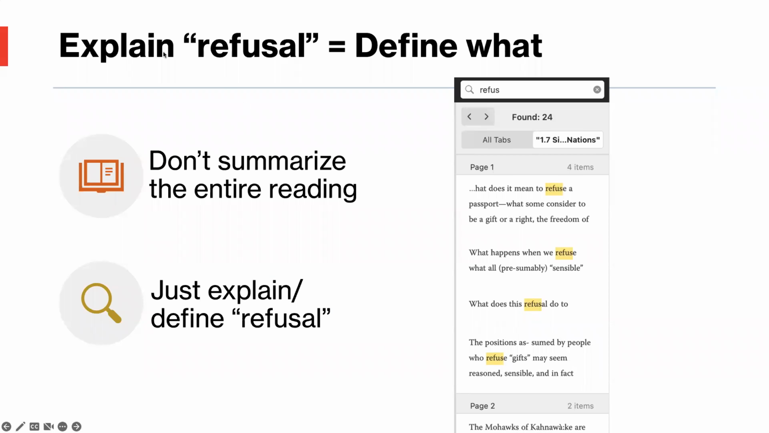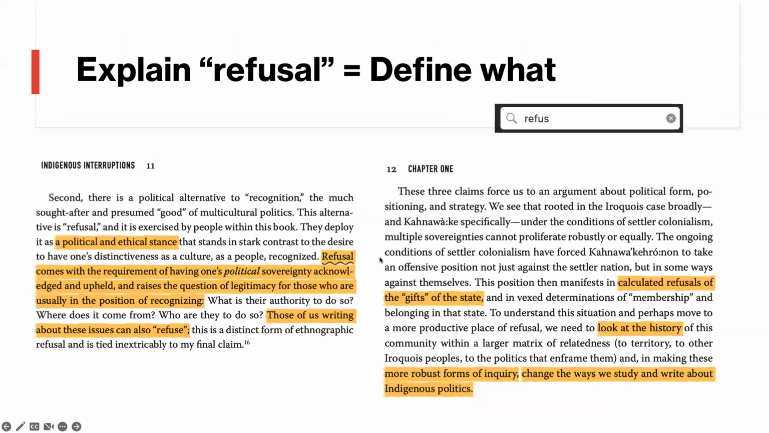So, first part, defining refusal. How would I do that? I would search the PDF and I would just search it with "refus", because then you get refuse and refusal. That's what I've done to get some quotes for you. And I would say don't summarize the entire reading. Hopefully that's not a mistake that too many students make. But if you're summarizing the entire reading, it's not really answering the question. The question is about what is Simpson's way of defining refusal and why is it important. That's definitely different, I think, than summarizing the reading.